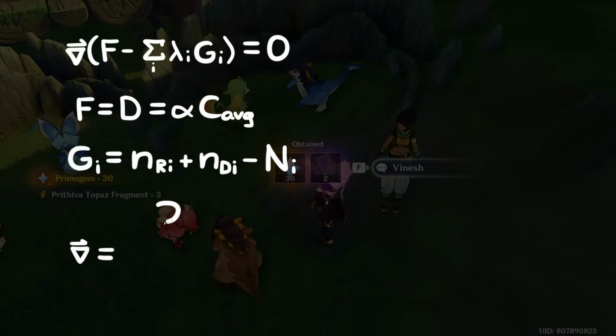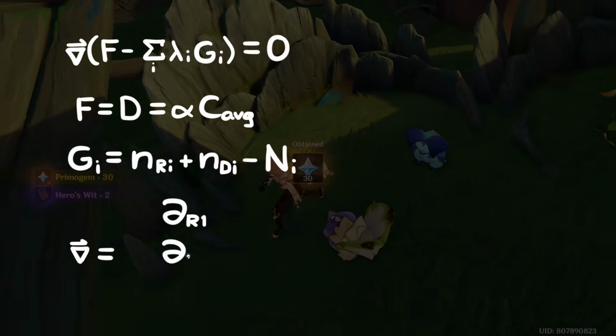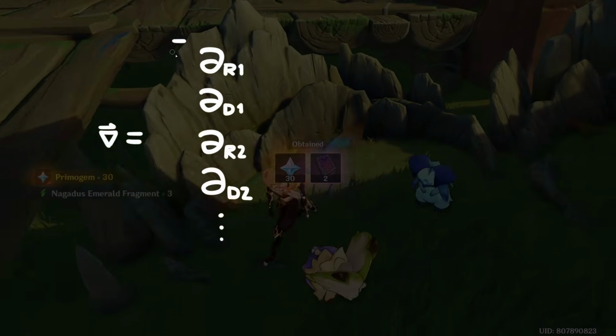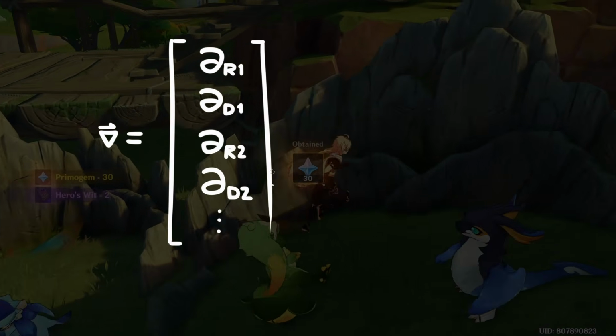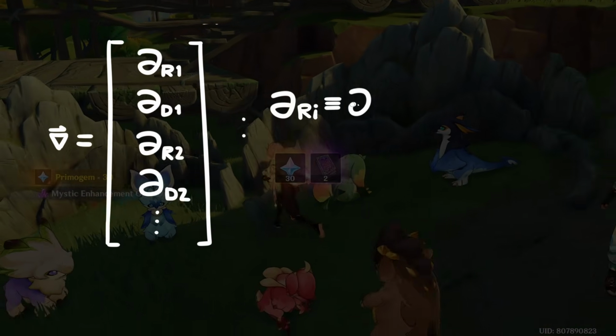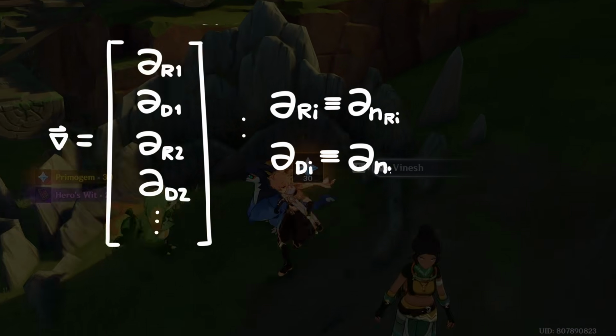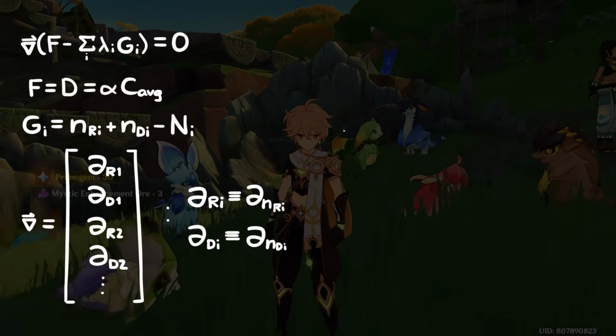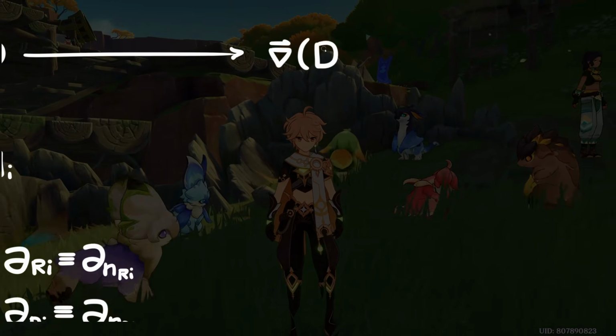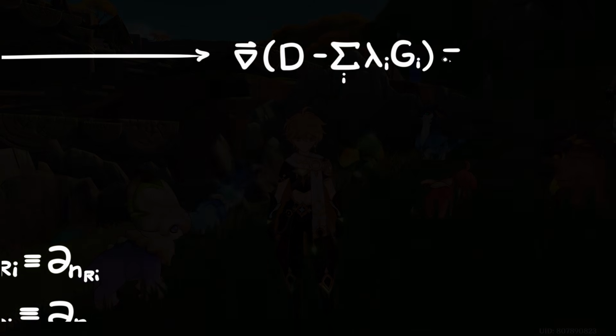For the partial derivatives, we have to take them with respect to both multiplication factors N_R and N_D for all sources. From here, we can simplify the equation a bit before we take the partial derivatives.